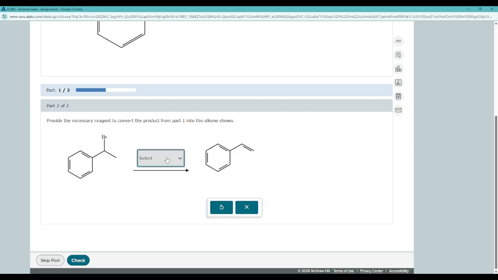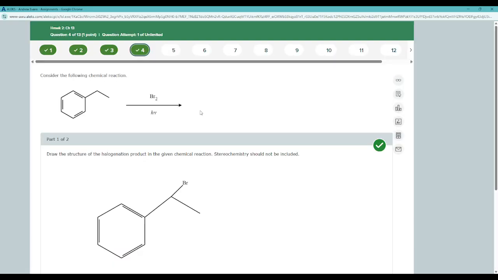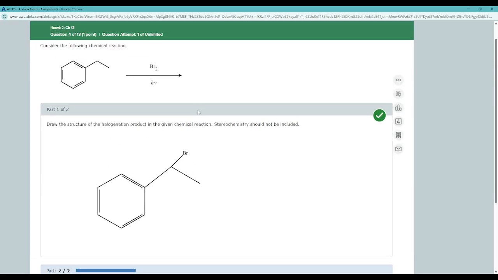Now select, how would you do that? How would we turn the bromination into an alkene? We would probably want something to do with elimination. The easiest way to do elimination is with a base. Strong, bulky base, ideally. So, tert-butoxide. Butoxide is how you can make that.